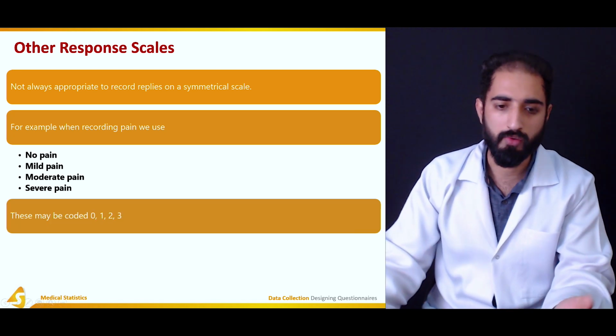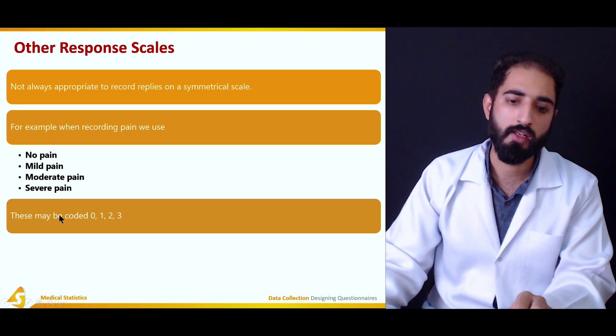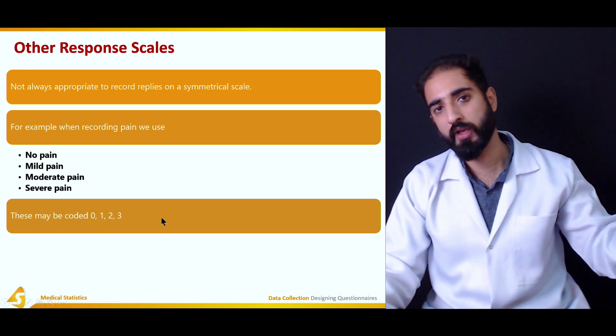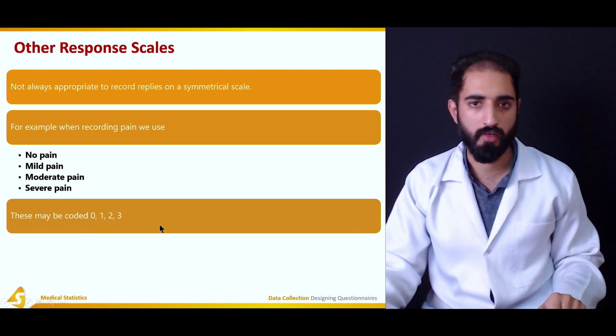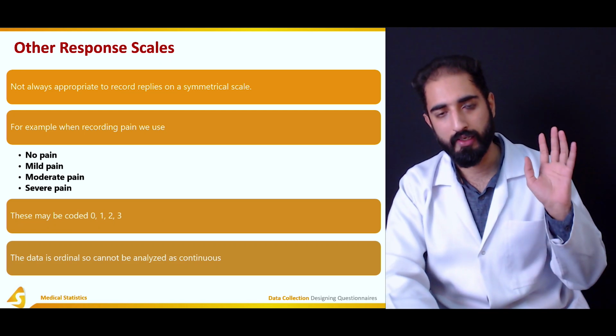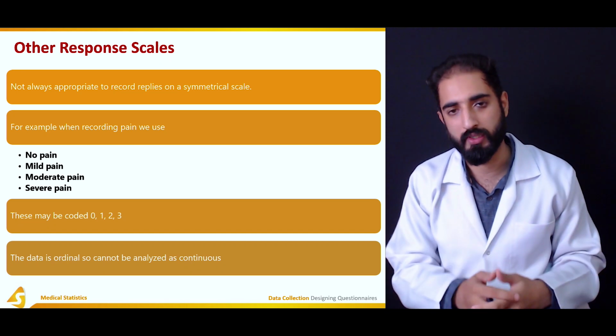So here we can code the responses as 0, 1, 2, 3, instead of -3, -2, -1, 0, +1, +2, +3. That would be a Likert scale, but this here is not a Likert scale. So the data here is ordinal, and once again it is categorical and it cannot be used as a continuous variable.